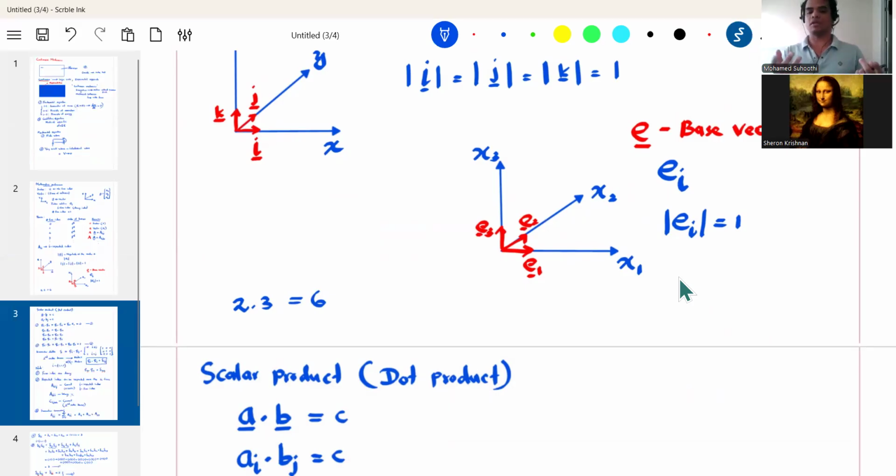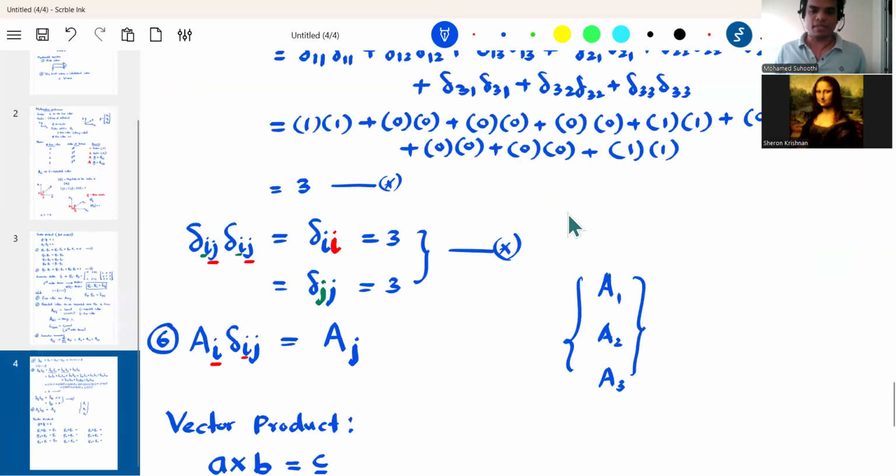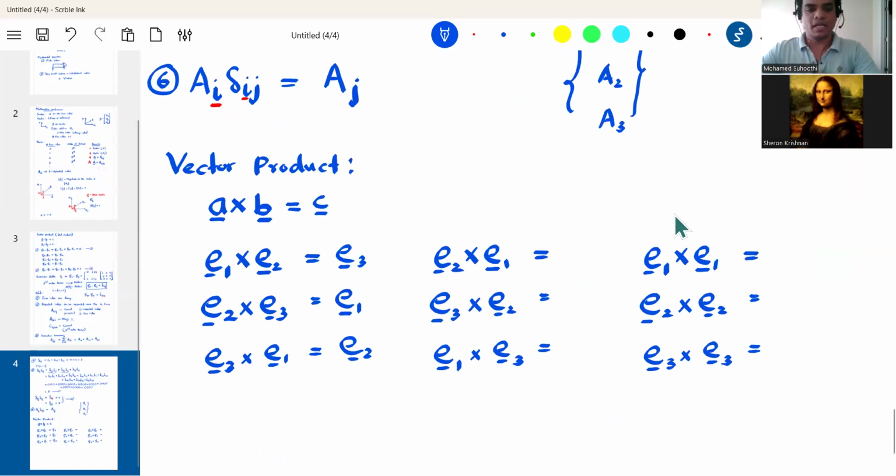Now if I change the order, instead of E1 cross E2, if I change to E2 cross E1, I have to align along E2 and E1, right? Now the only thing that changes is the E3 direction. Instead of the plus X3 direction, I am now getting the minus X3 direction. So when I switch the order, the sign will change. That's an important thing you must notice. Here you will get minus E3, here minus E1, minus E2.